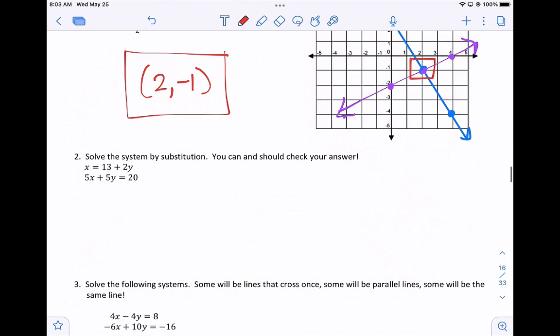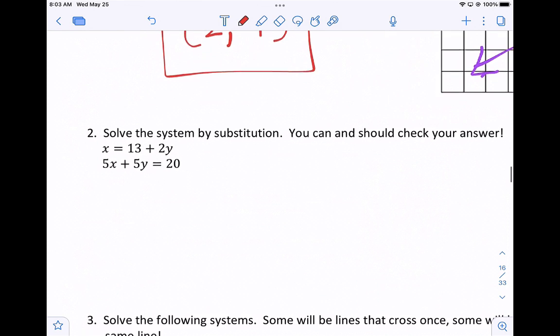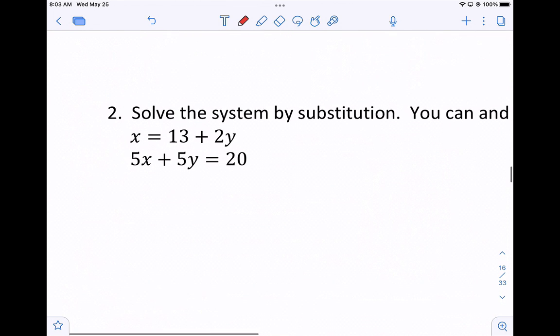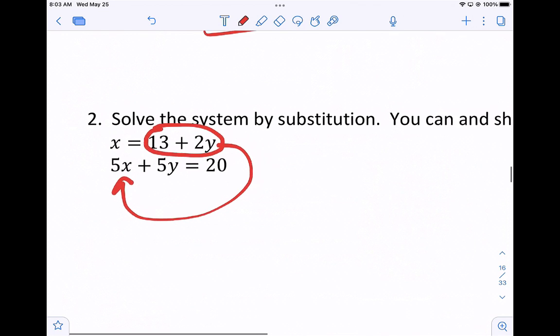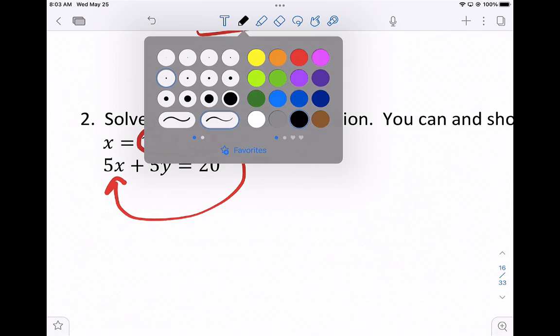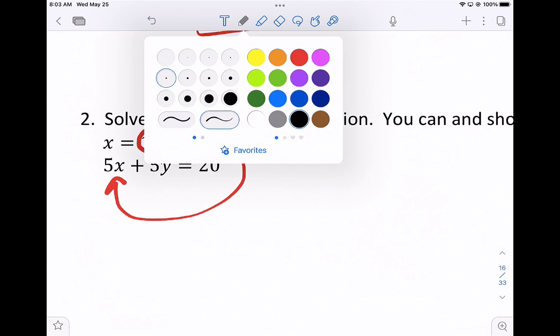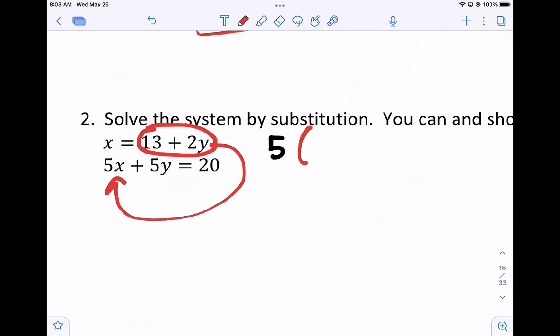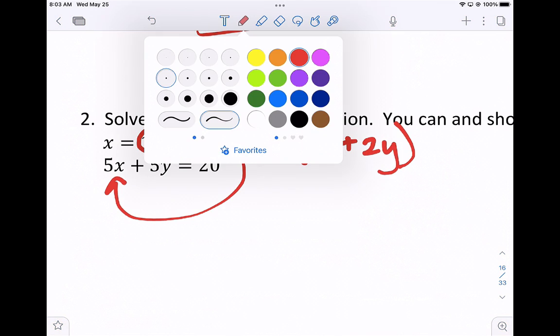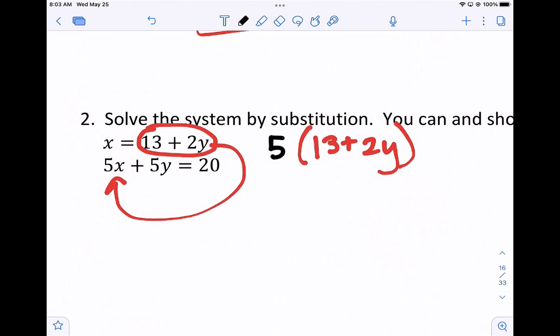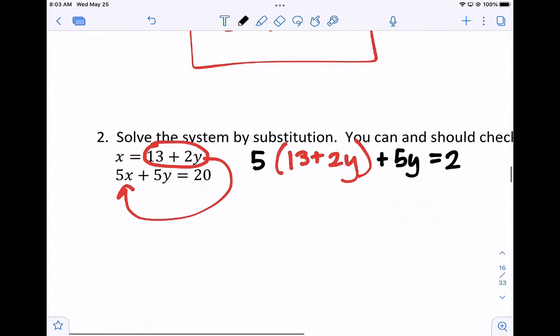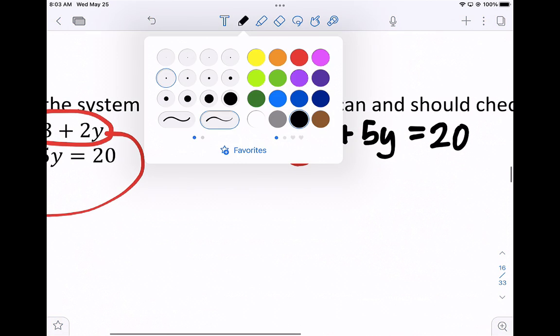Number 2, solve the system by substitution. You can and should check your answer. All right, so right here, x equals 13 plus 2y. Everywhere we see an x, we're going to plug that into the second equation. So we have 5, and instead of x, we'll put what x equals, the 13 plus 2y. And then we'll write the rest of the second equation, plus 5y equals 20. And then we'll solve.